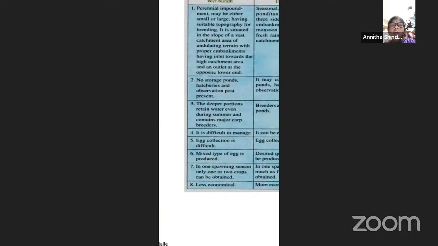Ma'am, seventh point, can you tell me once? In one spawning season, only one or two crops can be obtained. One or two crops means, see, like here they have mentioned crops. In one season, only one crop means only one time you can produce. It may be say 100 fishes or 50 fishes, whatever it may be. It is not with reference to the quantity. One crop means only at one time.